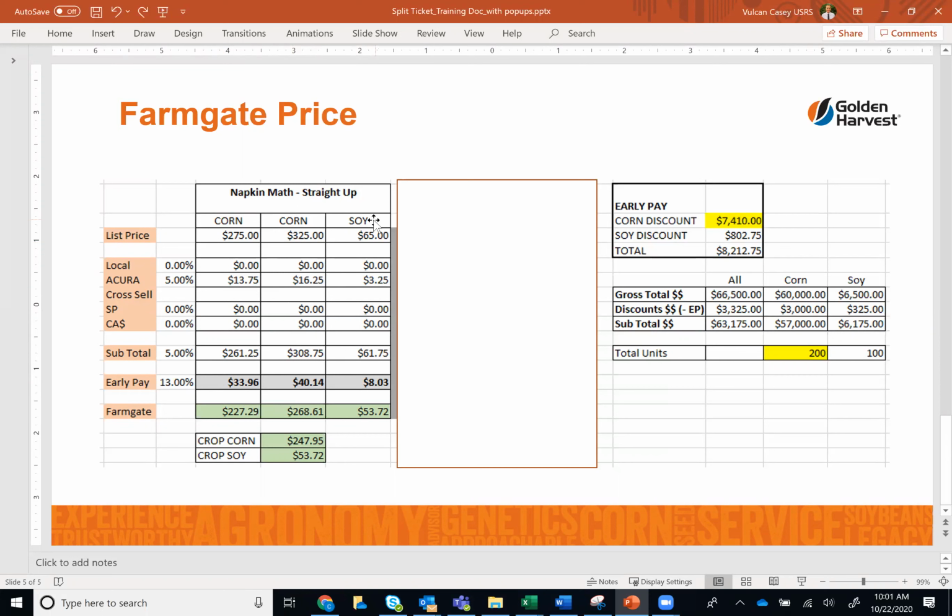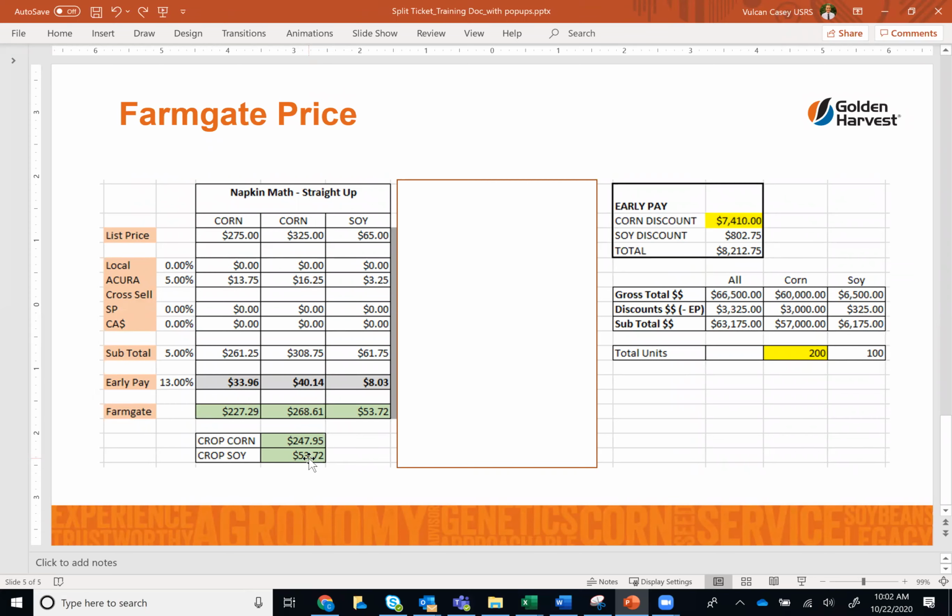My soybean is straightforward. I've got just one soy product, which is listed at 65, minus my 3.25 Acura and my 8.03 early pay to get a 53.72 farm gate. Now, when I look at the total crop level farm gate, I simply take the corn subtotal, which is 57,000, minus my corn early pay discount, and then divide that by the number of total corn units, 200. And I've got my full farm gate here for 247.95, and then my soy of 53.72. So that's what logically makes sense to calculate it on a napkin.